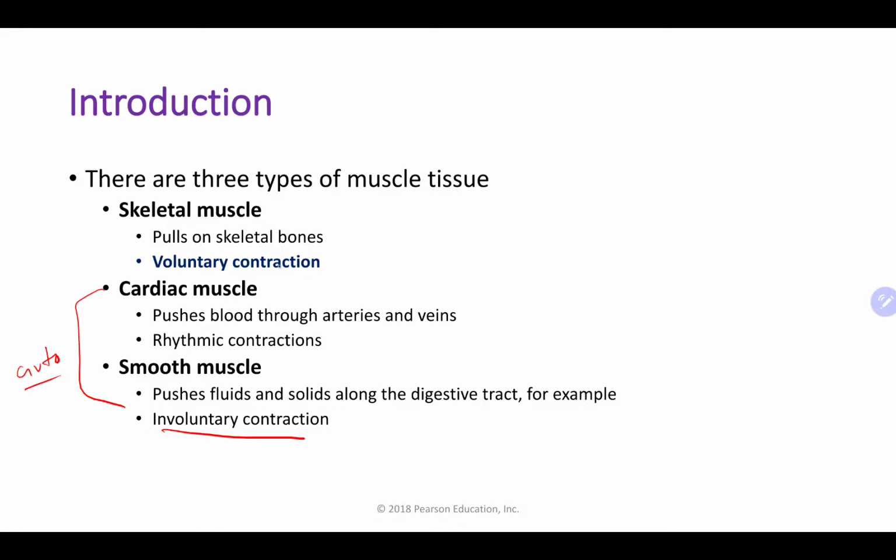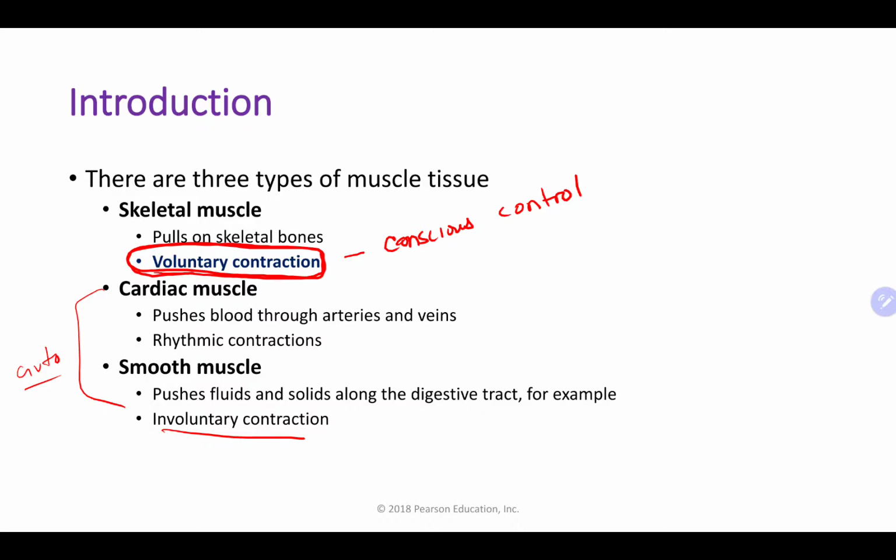Again, they pull on skeletal bones. We have voluntary contraction. Voluntary contraction, what does that mean? We have conscious control over them, right? Remember that we have conscious control. So if I want to get up out of my seat, I can get up voluntarily, right?